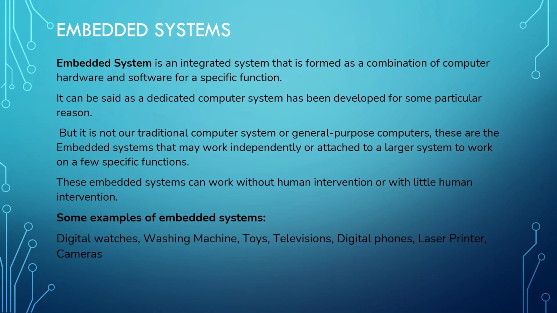Now, let us see what is embedded systems. Embedded system is an integrated system that is formed as a combination of computer hardware and software for a specific function. It can be said as a dedicated computer system developed for some particular reason. But it is not our traditional computer system or general purpose computers. These embedded systems may work independently or be attached to a larger system to work on a few specific functions. These embedded systems can work without human intervention or with little human intervention. Some examples of embedded systems are digital watches, washing machine, toys, televisions, digital phones, laser printer, cameras, etc.